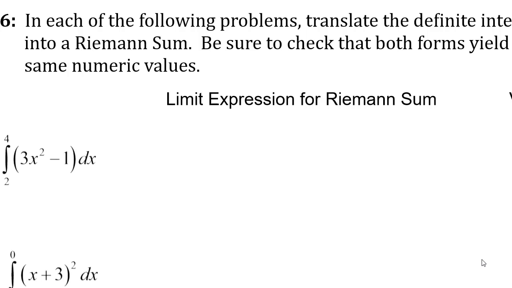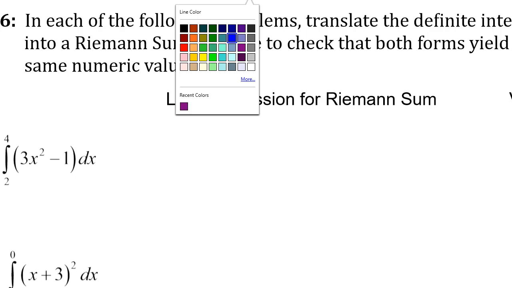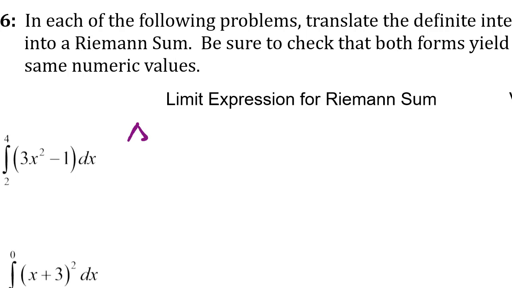Okay, so here we've got the integral from 2 to 4 of 3x squared minus 1 dx, and I want to write this as a Riemann sum. So first thing I need to know is what is delta x? Delta x is going to be (4 minus 2) over n. All right, the next thing we need to figure out is what our x sub k's are going to look like.